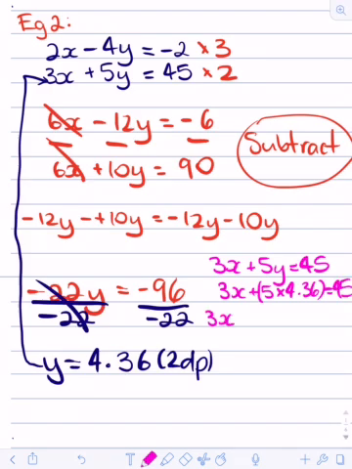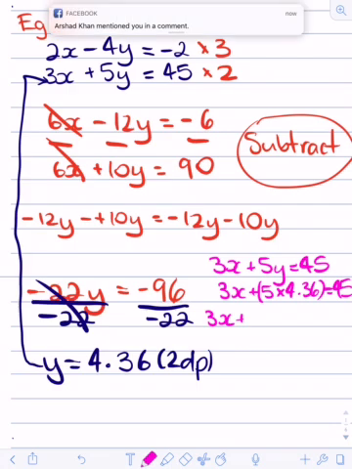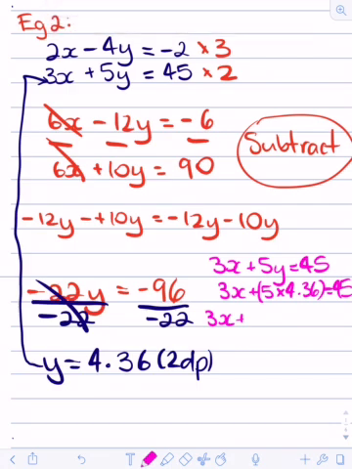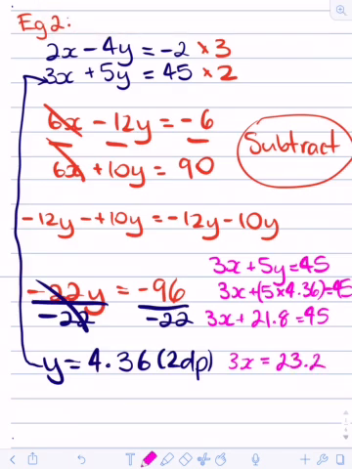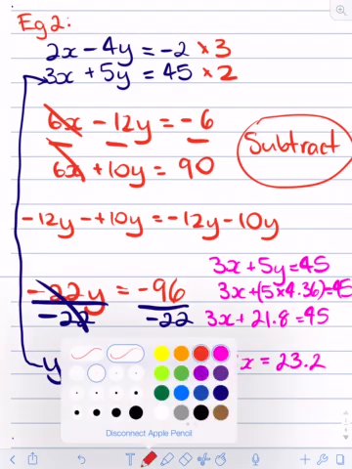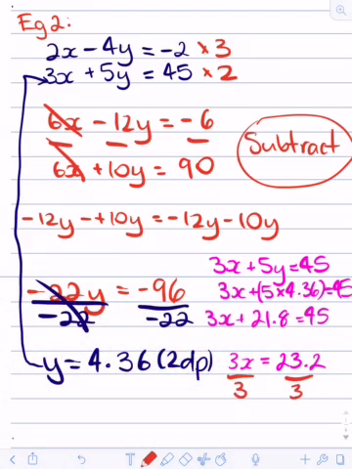Simplifying this further, 3x plus 5 times 4.36. 5 times 4.36, and we get 21.8 equals 45. Now, using equations, we're going to subtract 21.8 from both sides to get 3x equals 45 minus 21.8, which is 23.2. And then, in order to get x by itself, we have to divide both sides by 3. X equals 23.2 divided by 3, which is 7.71 dp.